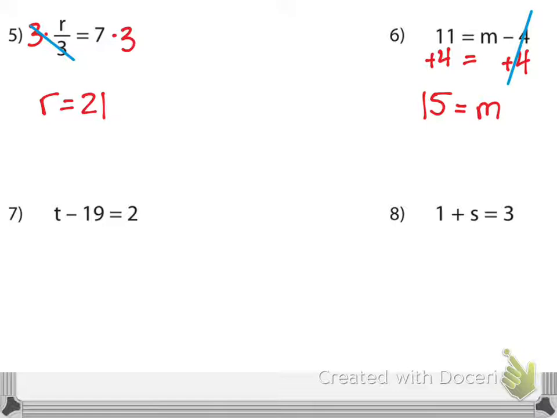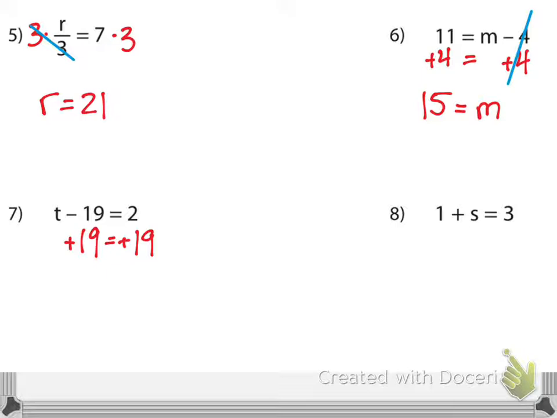Antonio, I want you to do number 7 for me. So Antonio, what operation am I going to do to solve number 7? Yes, addition. So what am I going to add, Antonio? You're going to add 19. We're going to be adding 19. Exactly. So what we do to one side, we do to the other. So plus 19 on both sides.